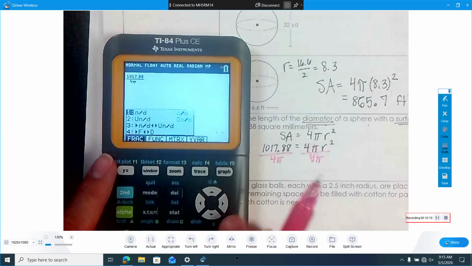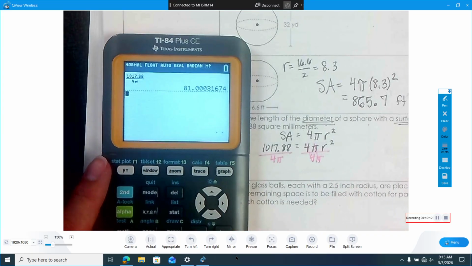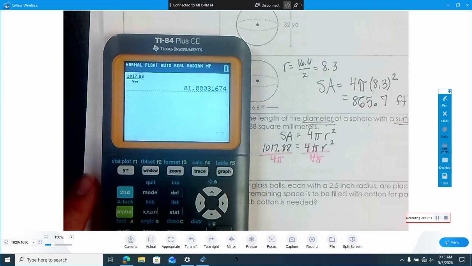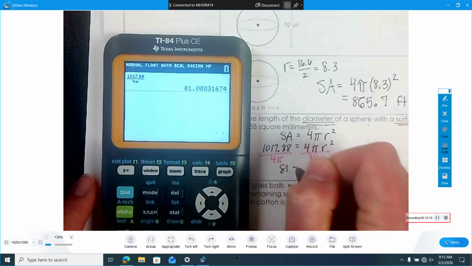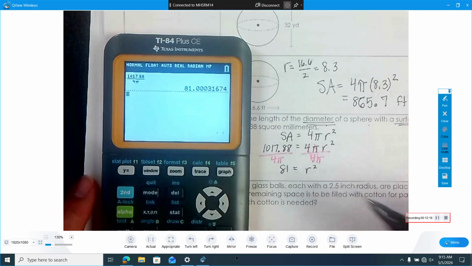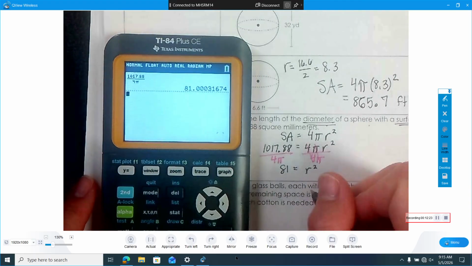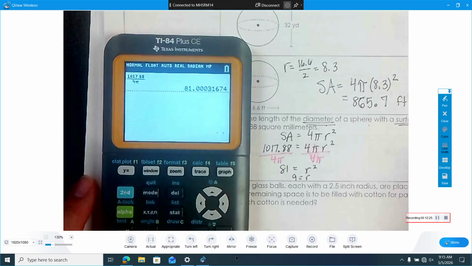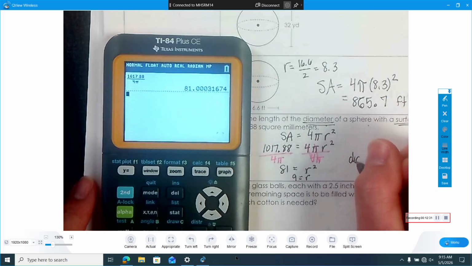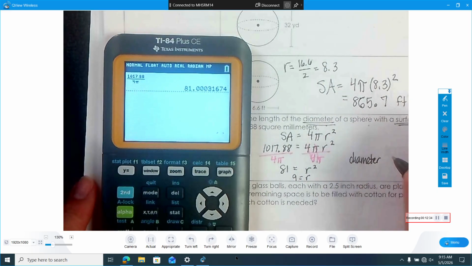Okay. All right, and then once you put that in, then you can hit it, and we see that we get 81 equals the radius squared. What number squared is 81? 9, yeah, r equals 9. Hey, did they want the radius? No, what did they want? Diameter. So how do we get diameter? Double it. 9 times 2 is 18 millimeters.